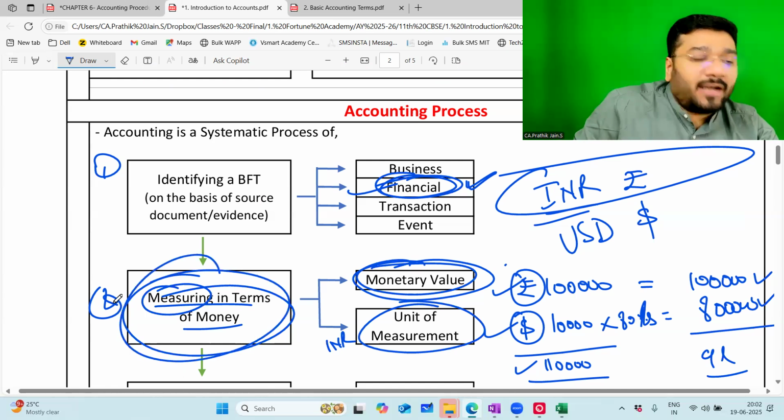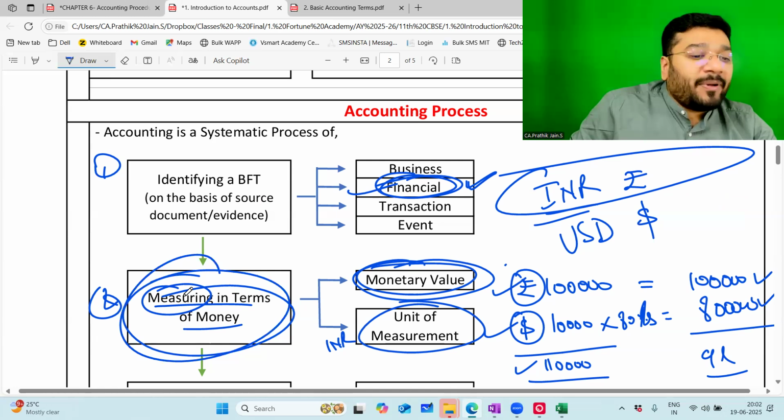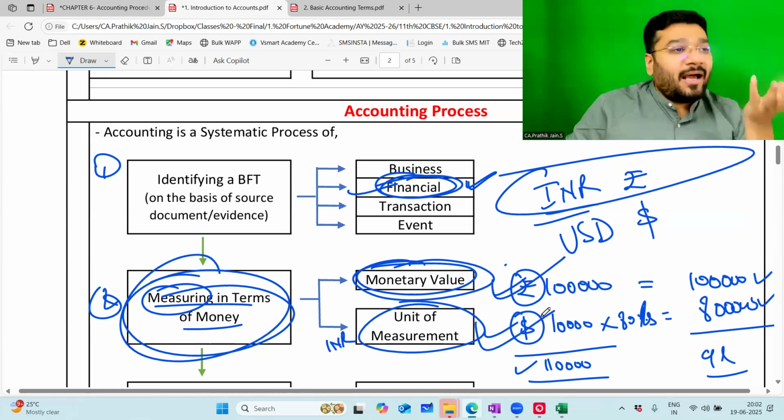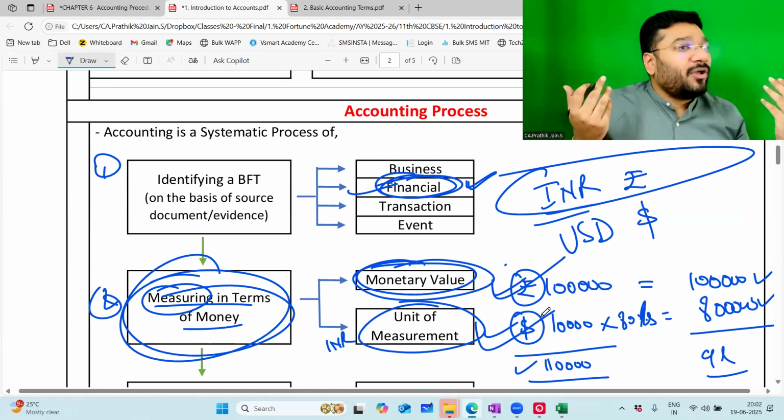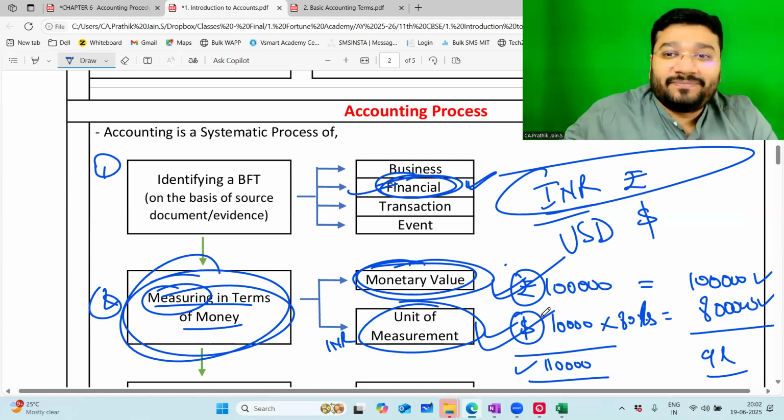Imagine if this step was not there, then what will people do? Some people record 1 lakh and some people record 10,000. INR, dollars, everything they'll record in accounts. So it becomes a complete khichdi.